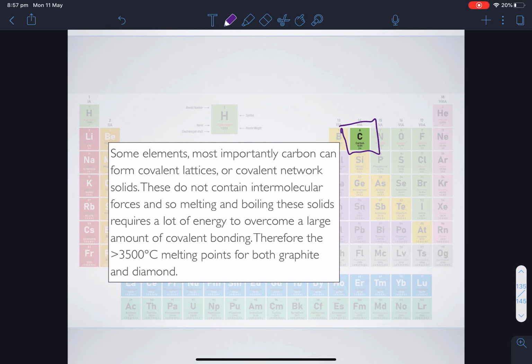Carbon forms the covalent network solids or covalent lattices. They don't really contain intermolecular forces, but they have very high melting and boiling points, because you need to overcome covalent bonding, which is very much stronger. Remember on our little table with all the kilojoules per mole to break them apart, covalent was nearly at the top, with only ionic above it. And because there's a lot of bonds in there, there's a lot of covalent forces to overcome. So graphite and diamond have melting points even above 3,500 degrees Celsius.